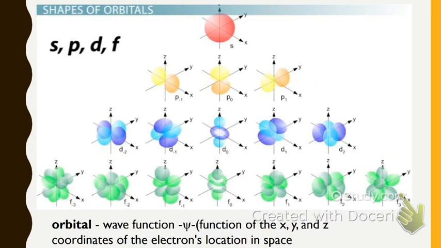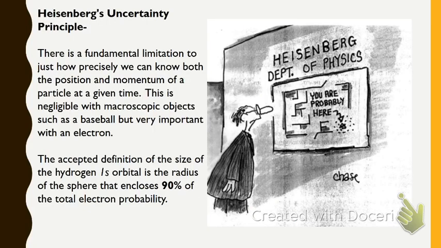This should ring a bell. Shapes of these orbitals, the wave function, which is that funny looking trident sign of the Schrodinger equation, which don't worry, you will not have to calculate. But it tells us the function of the x, y, and z coordinates of the electron's location in space. So here is your S, your P, your D, and your F. We'll go into those more in a little bit, but that's what they would look like around the nucleus if they were rotating around.